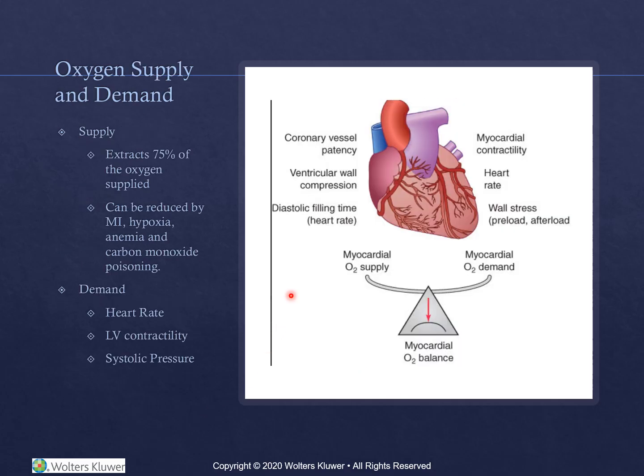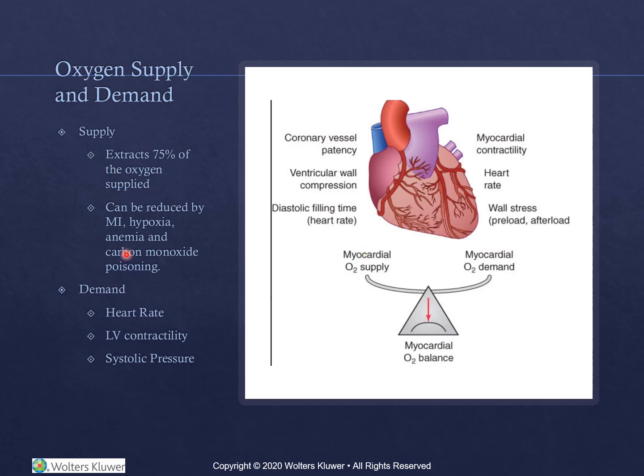So when we think about the importance of blood flow and oxygenation to the heart muscle, we have to talk a little bit about how we balance oxygen supply and demand to the heart. So when we send blood to the heart through those coronary arteries, that myocardium extracts approximately 75% of the oxygen that's supplied. So a pretty high percentage, but not 100%, but 75% use is a relatively high oxygen use for tissues.